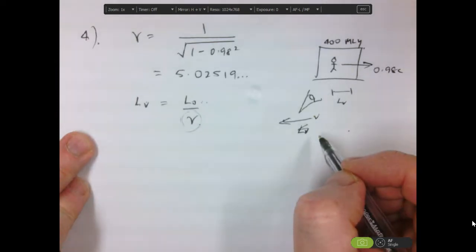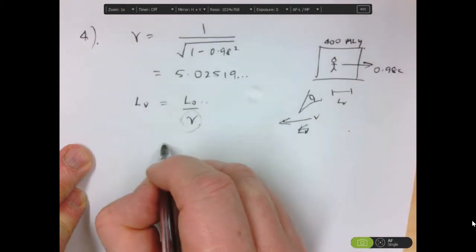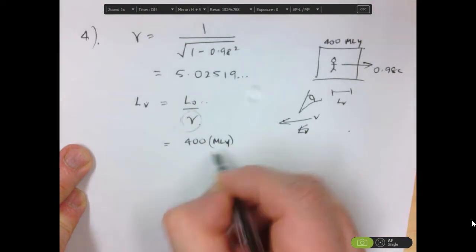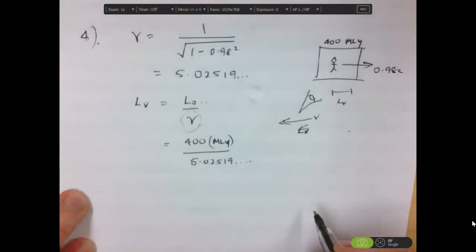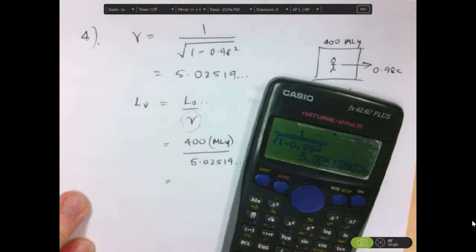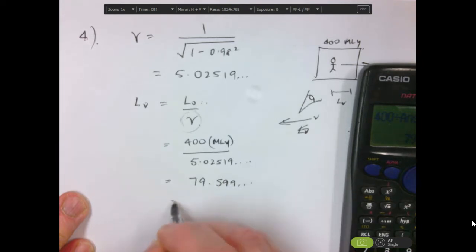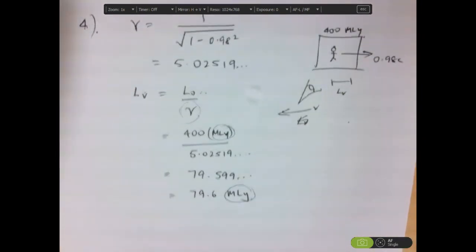Right, so we're trying to work out what you would see as the contraction. So it's 400 million light years here, so that's the units, divided by 5.02519. This gives us 400 divided by that last answer as 79.5999, which is close enough to being 79.6 million light years. Remember, the units are preserved. Okay, let's move on to question 5.